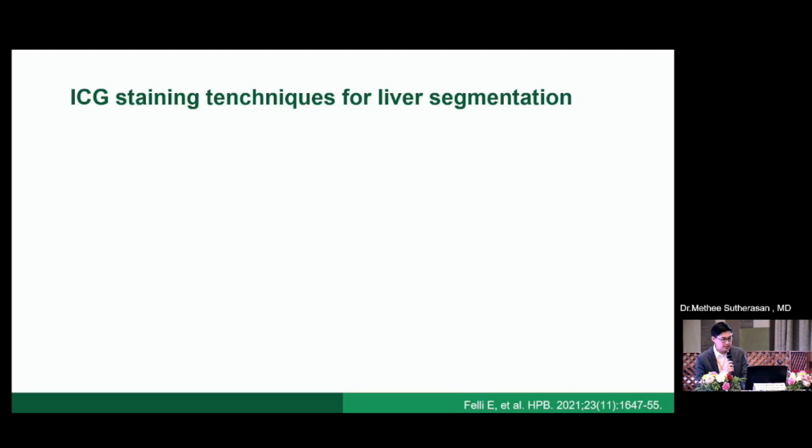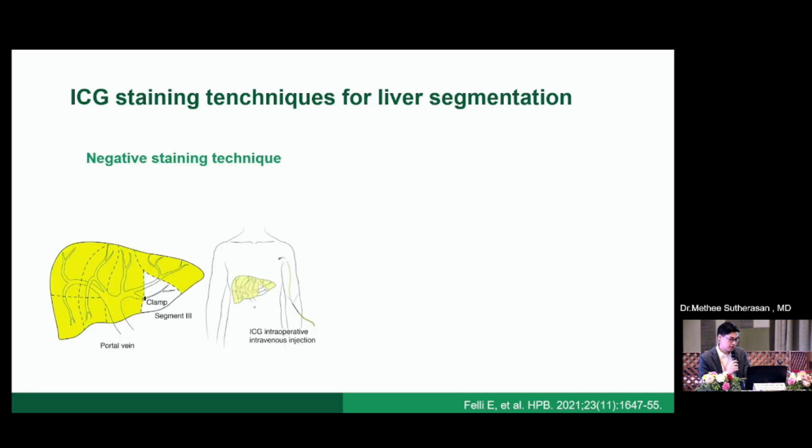The ICG staining technique for liver segmentation has two main methods. The first is the negative staining technique. When we do selective inflow occlusion of the segment that we will remove, we then inject ICG intravenously. The remaining liver will show ICG, but in the resected part we cannot see it. We then do the liver resection.